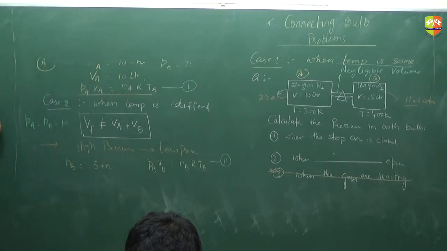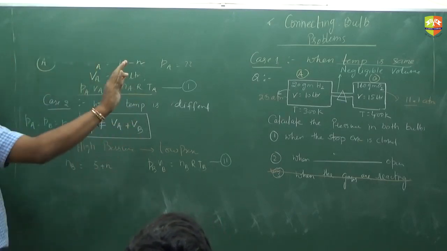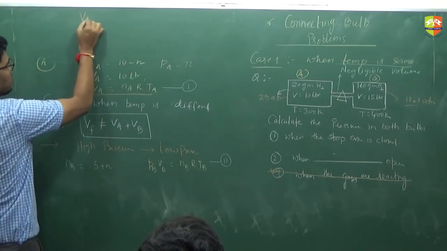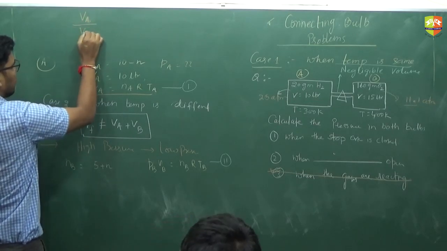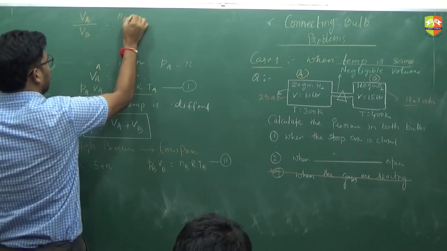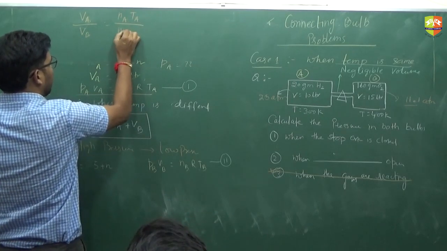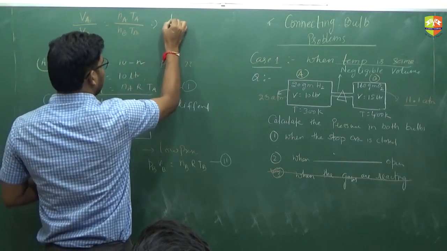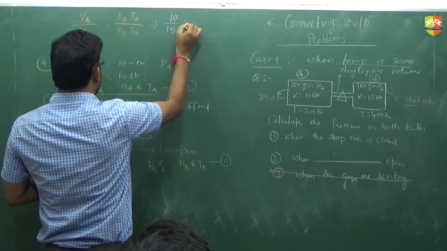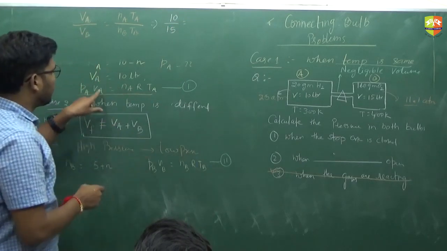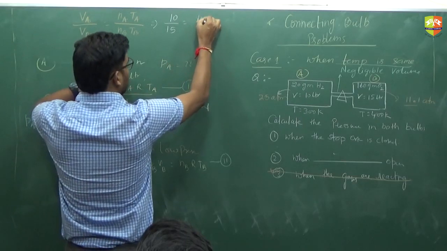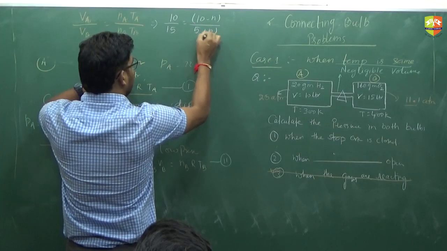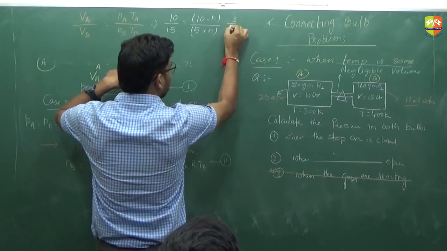So because we have two equations and two unknowns, when you take the ratio, VA by VB is equal to nA TA by nB TB. VA by VB is 10 by 15. The number of moles in A is 10 minus n, divided by 5 plus n. TA is 300 and TB is 400.